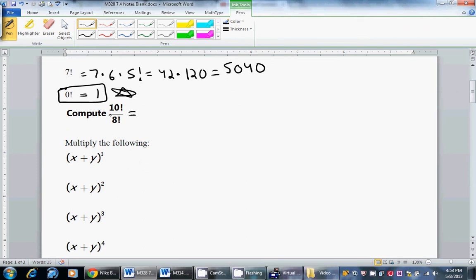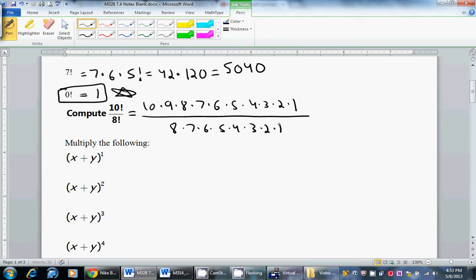Now, I'm not going to multiply all these numbers out, but I am going to write out what I would multiply. So 10 factorial, 10 times 9 times 8 times 7 times 6 times 5 times 4 times 3 times 2 times 1, all over 8 factorial, 8 times 7 times 6 times 5 times 4 times 3 times 2 times 1. And look what happens here. Since everything is just being multiplied, you can cancel out the 8 factorial from the numerator, because 10 factorial is 10 times 9 times 8 factorial, with the 8 factorial in the denominator, so you're left with 10 times 9, which is 90.